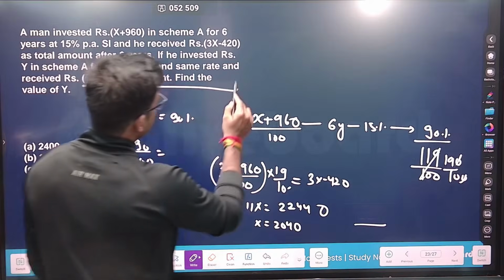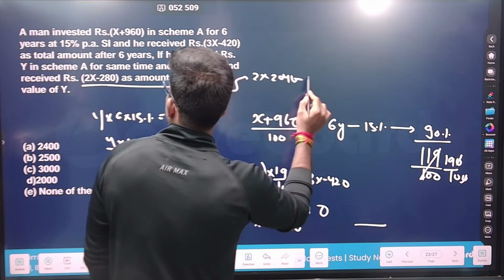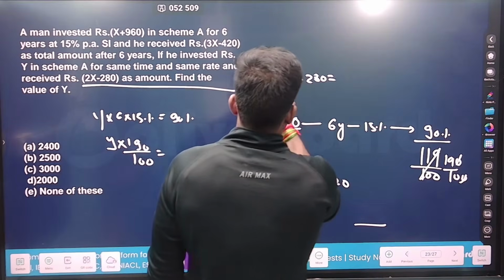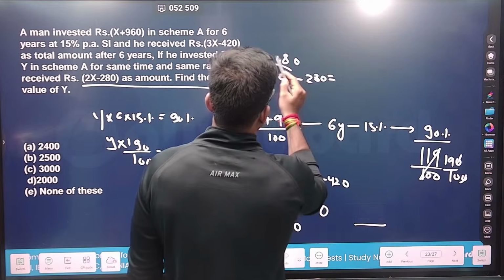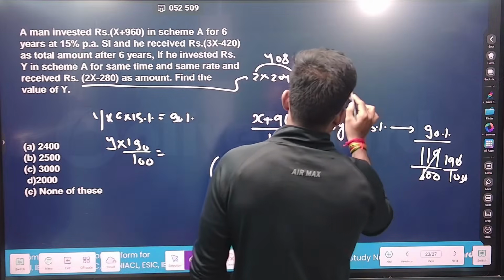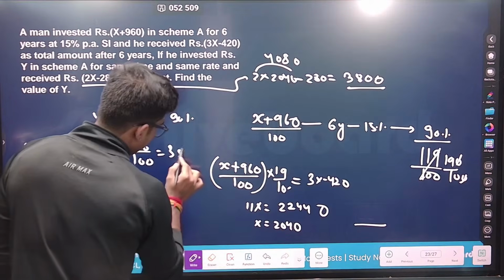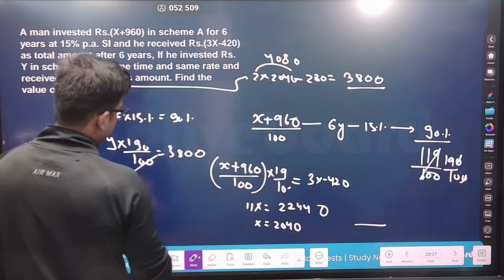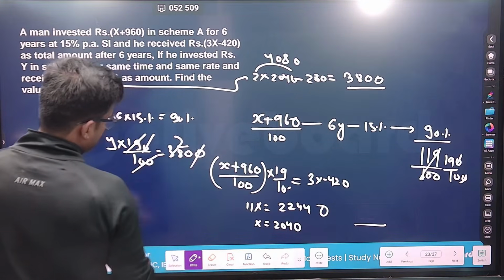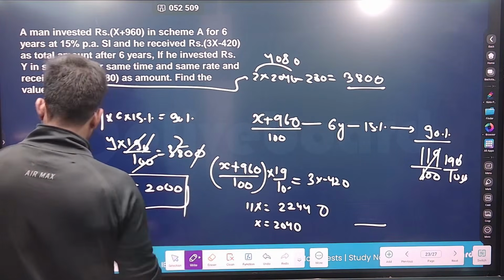The value of 2x would be 2 into 2040 minus 280, which is 4080 minus 280, that would be 3800. So that would be equal to 3800. So this 0 gets cancelled out. 19 2 ja. So basically the value of y would be 2000. Answer is 2000.